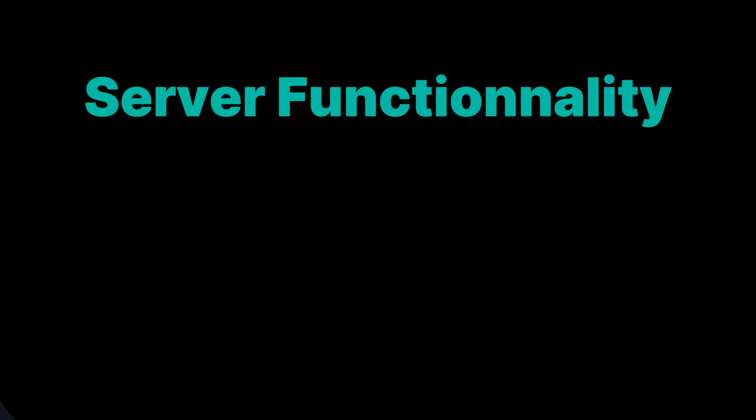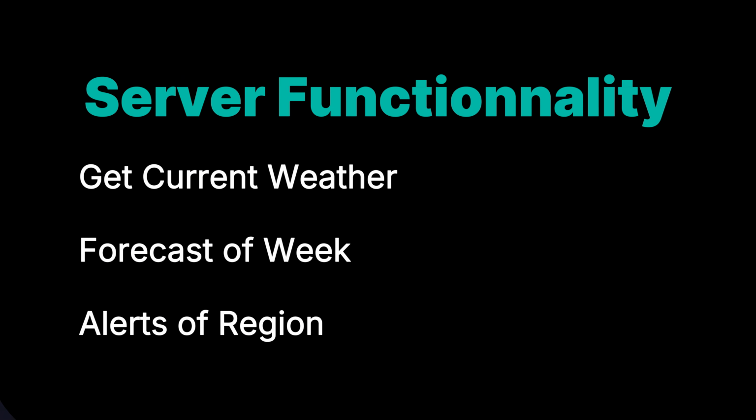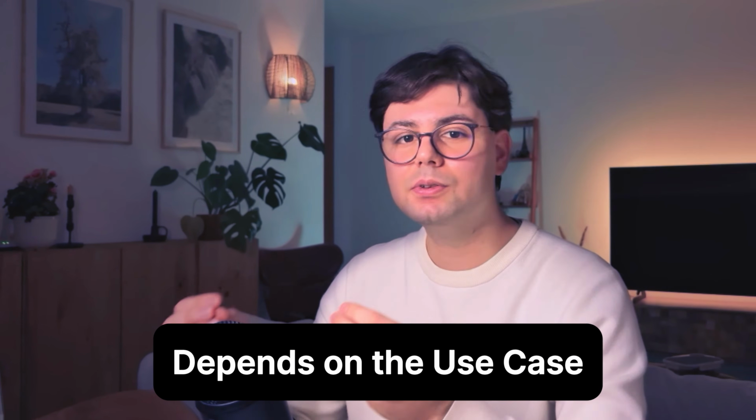So the server will have the following functionalities. Get the current weather, which returns the weather for a given city name, or get a forecast, which returns the forecast of the whole week for a given city. And maybe that server will also have the functionality to have alerts. So given a specific region, it can return a list of alerts like high wind conditions or something like that. And this is always very specific to the use cases of the application that you're dealing with.